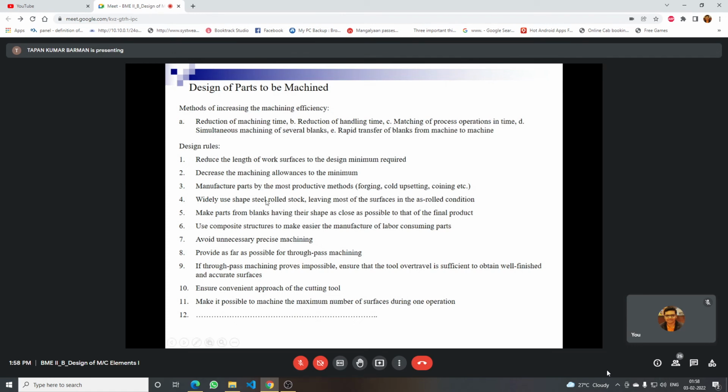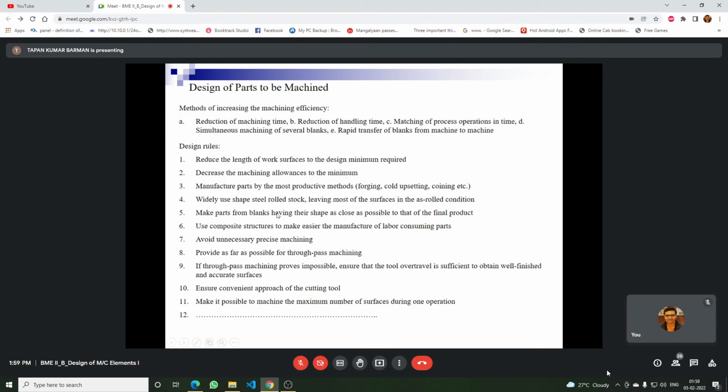Widely used shape steel roll stock, leaving most of the surfaces in the as-rolled condition. So if you can take one material with that dimension, and that dimension will be used in the design, then there will be no question of machining. If it is possible to use the material as it is, then it will be good for you. You may reduce the cost of the product.